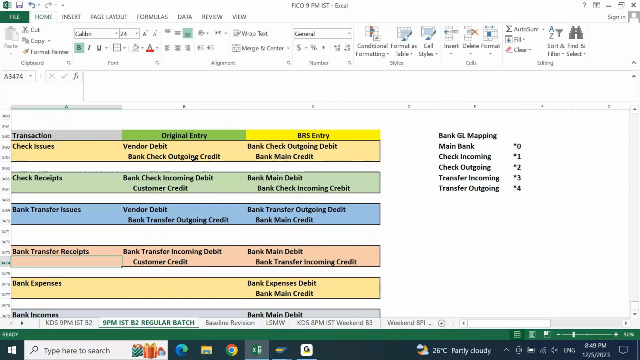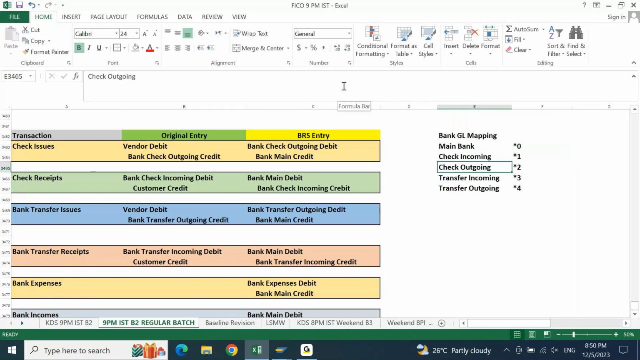Yeah, hello sir. My doubt is, here we have different bank accounts like main account, check incoming, check outgoing, and in the Fiori screen we'll be creating the house bank account IDs, correct? To the account IDs we'll be assigning the GL accounts. In Fiori, you are going to assign the main bank account. For check incoming, check outgoing, we are not going to maintain any bank account IDs.